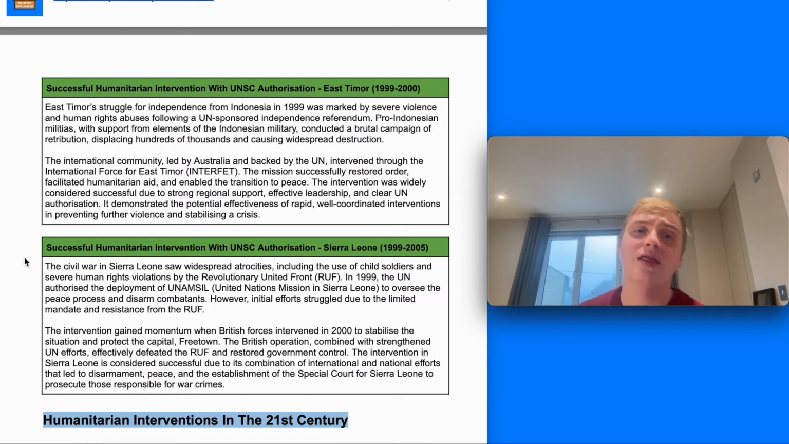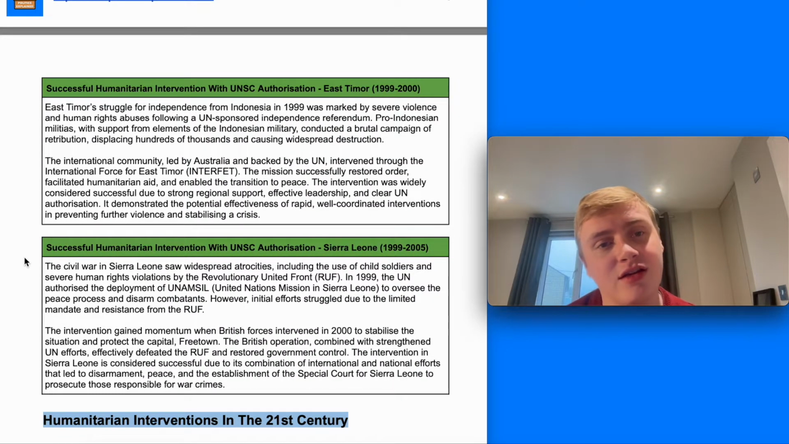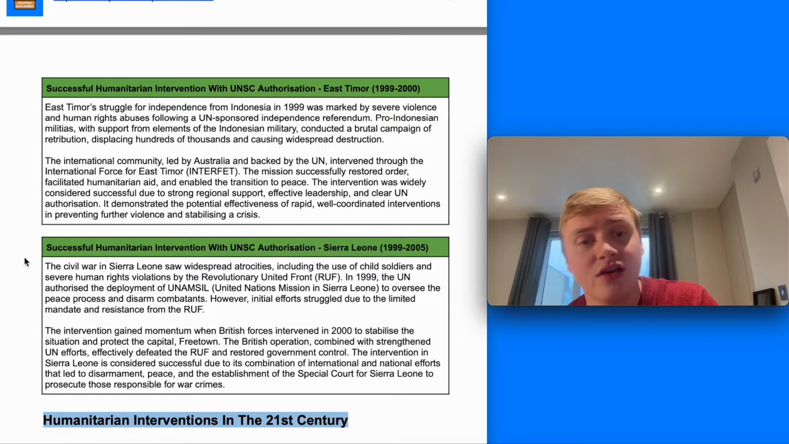The last one we're going to look at is a successful humanitarian intervention with UN Security Council authorisation in East Timor, which was largely led by Australia. East Timor's struggle for independence from Indonesia was marked by severe violence and human rights abuses.